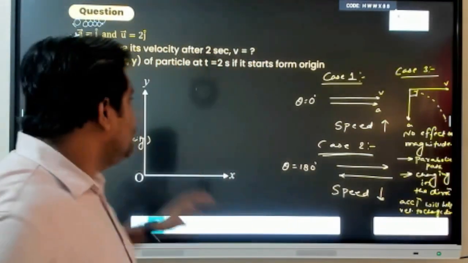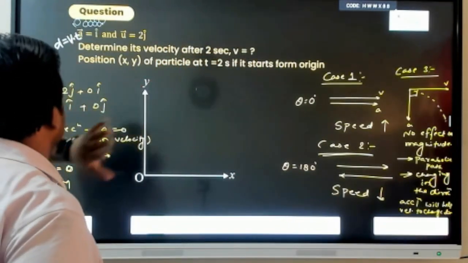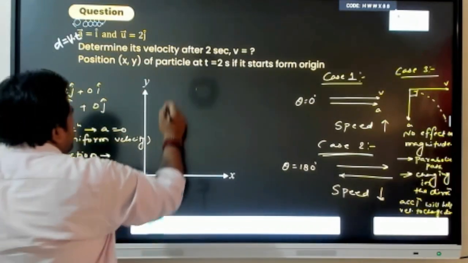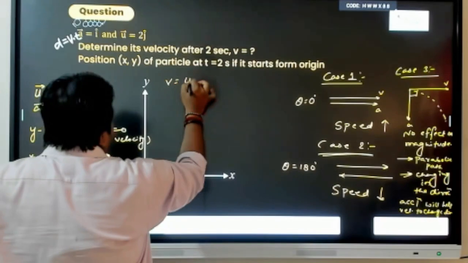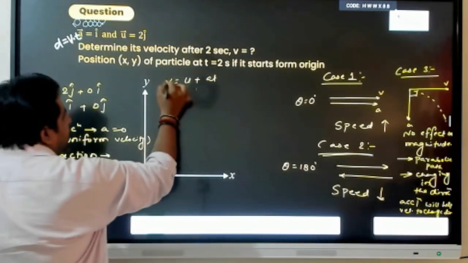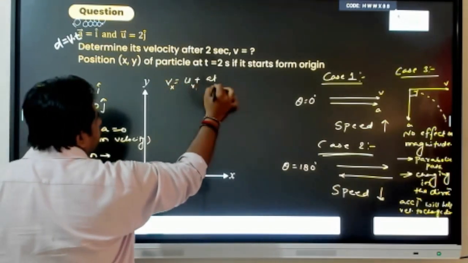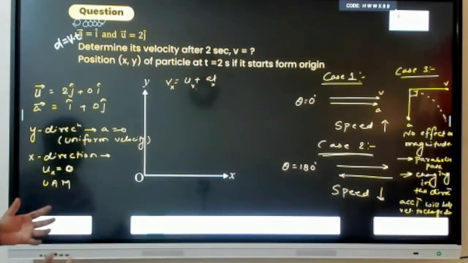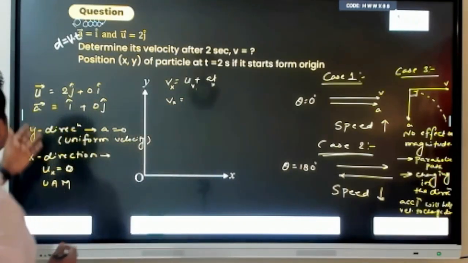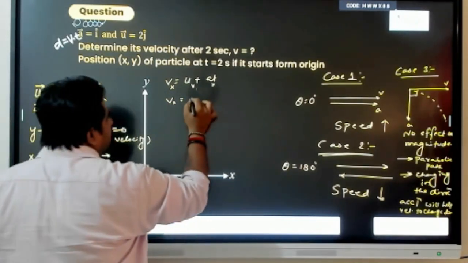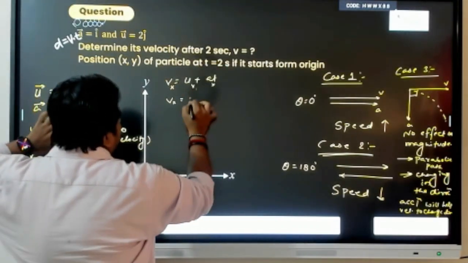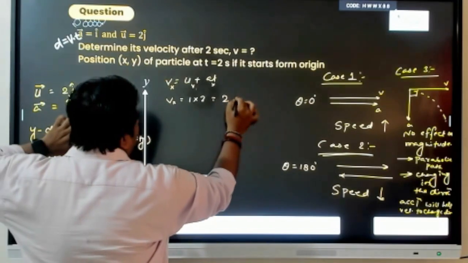Depending upon that, you need to find the position of the particle at t equals 2 seconds, and the velocity as well. So you know v is equal to u plus at. Acceleration is present in the x direction, so this equation is valid for the x direction. I am going to apply it here. So Vx will be written as ux. Ux is 0, and Ax is 1. 1 into 2, it means 2 i cap.